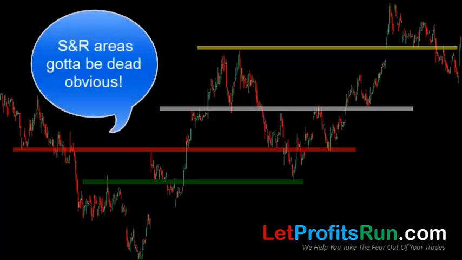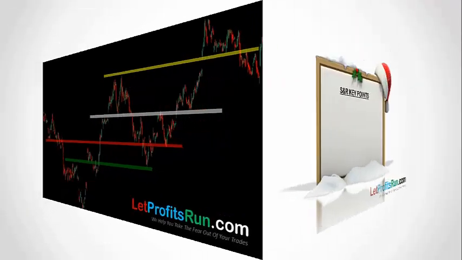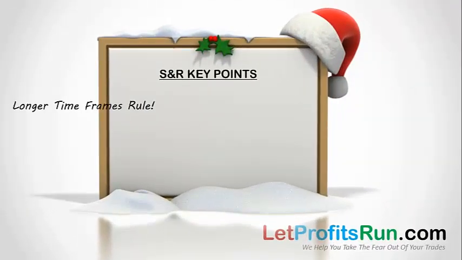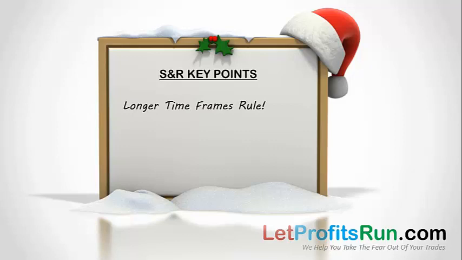So let's just go over some of the key points of support and resistance. Number one, longer time frames rule. Now, what do I mean by that? It simply means that the support and resistance areas that are formed on longer time frame charts would be more significant than those that are formed on the lower time frames. Not all support and resistance areas truly matter. Anyone can pull up a 5-minute chart and start drawing support and resistance areas, but do all of them mean anything in the big picture?